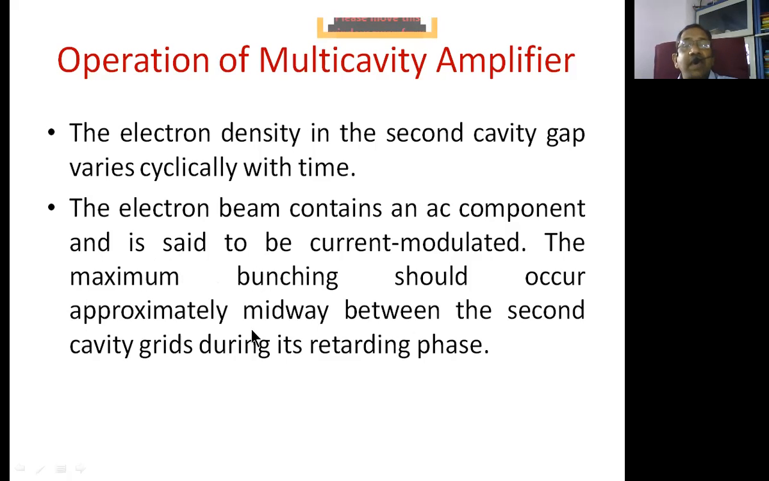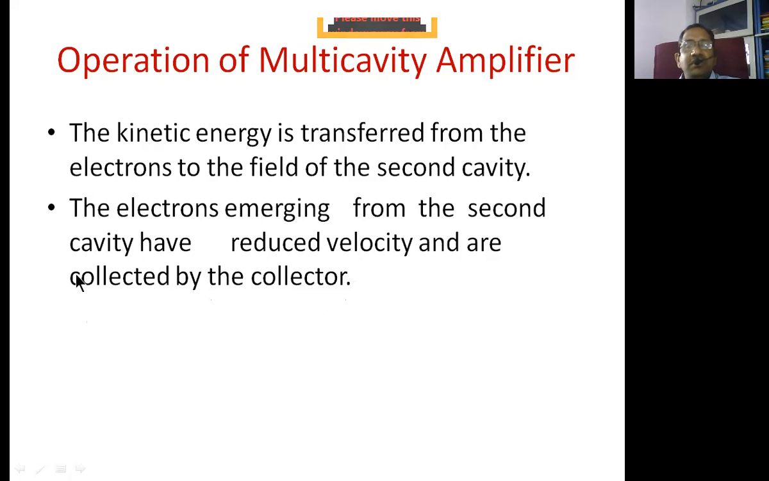So the maximum bunching should occur approximately midway between the second cavity grid during its retarding phase. So the maximum bunching is going to take place exactly midway between the buncher cavity and the catcher cavity. Okay, so that is the basic concept which we can keep in mind.